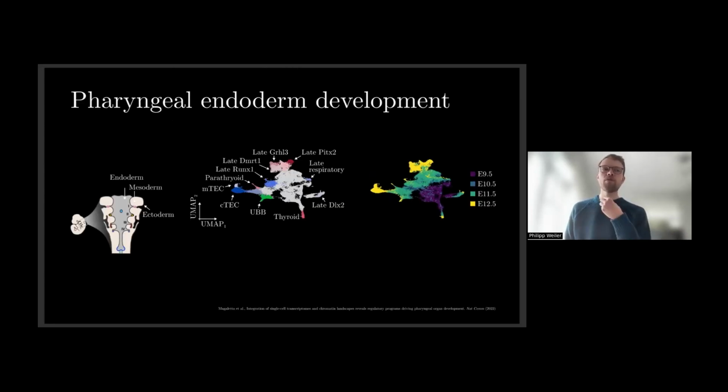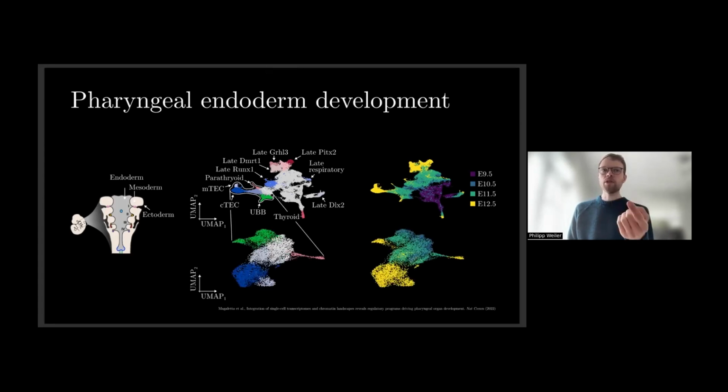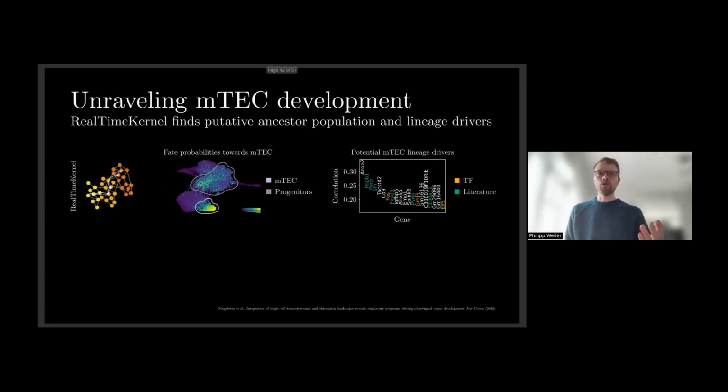The pharyngeal endoderm is crucial for organ development, for example, for the thymus. Again, we had several time points, and we focused here on the emergence of a cell type called medullary thymic epithelial cells. And we focus on this because little is known about how these different cell types actually arise. And once we used our tool to study the data, we found that in this cluster of cells that was only annotated as progenitors, we found a state with high probability of turning into mTEC cells.